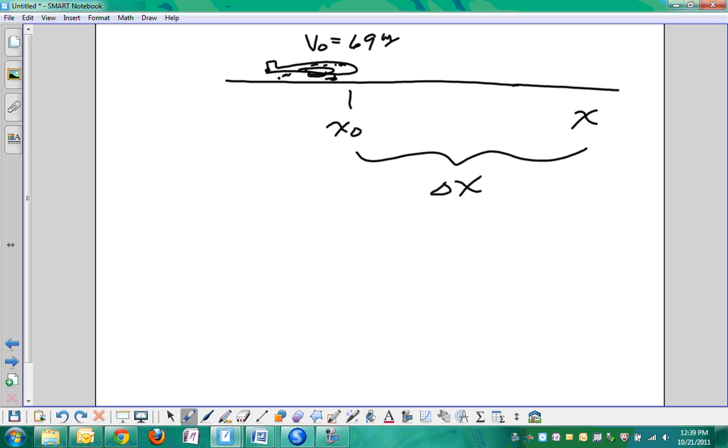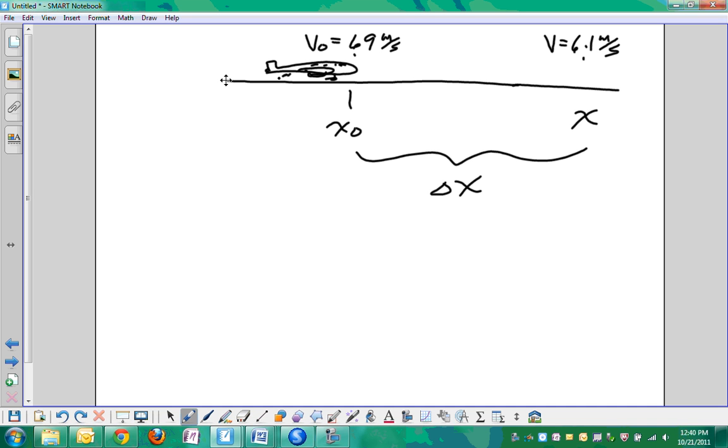All right, and then what's our initial velocity? 69 meters per second, okay? And what's our final velocity? Not 0, no gifts this time, darn them. What is it? It's 6.1 meters per second. 6.1 meters per second at the end. So it slows from 69 to 6.1 meters per second over some displacement, delta x.